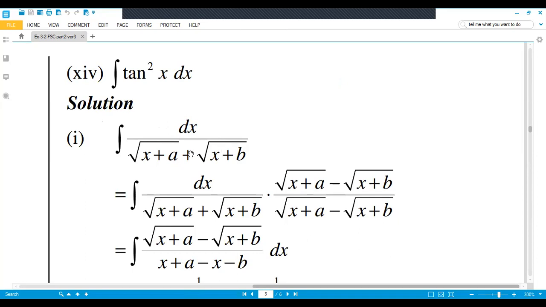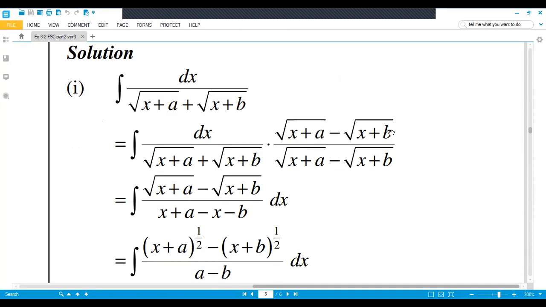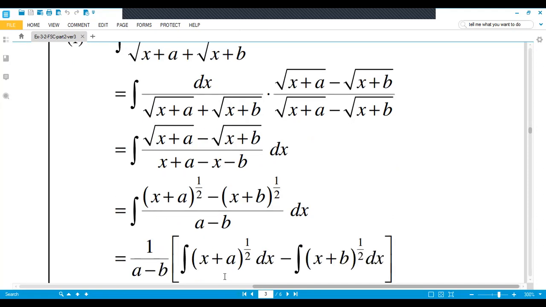So with the conjugate of this term, you multiply and divide. The same term with the opposite sign, you multiply and divide. So this will come in the numerator. In the denominator, if you consider this is a, this is b, so a plus b, a minus b, formula a square minus b square. So the square roots cancel and you get x plus a minus x minus b, minus x and plus x cancel, you get a minus b.